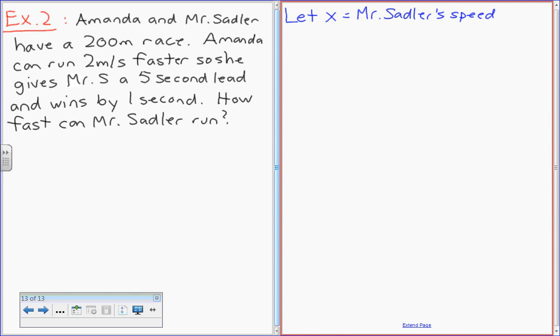Now, if I know that x is Mr. Sadler's speed, what is Amanda's speed? x plus 2. How did you get that? 2 meters per second faster. So therefore, x plus 2 equals Amanda's speed. What else do we know? 200 meters. So we're going to say 200 is Amanda's distance and 200 is Mr. Sadler's distance.